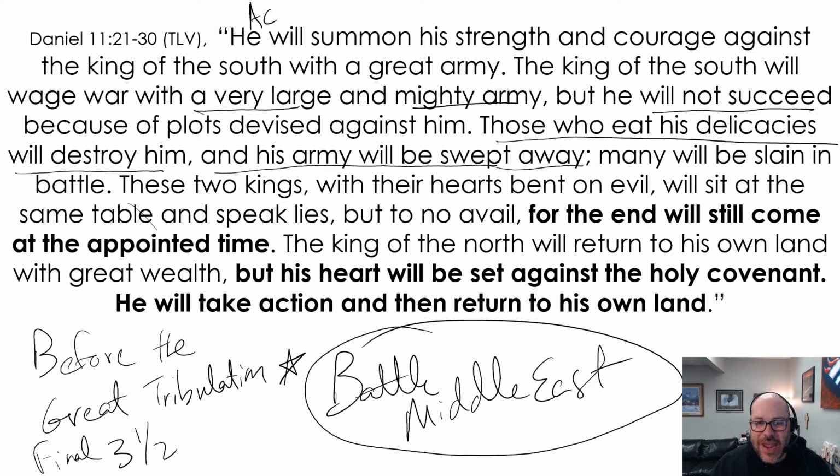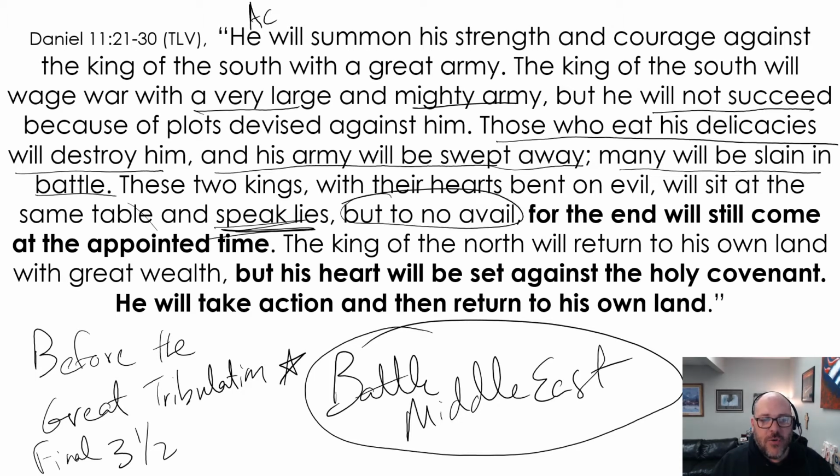Those who are sitting at his table, meaning his commanders, his inside people, his key personnel, they are the ones that are going to rise up and destroy him. So whoever the king of the south is and whatever army they create, there's going to be internal conflict, and it's going to destroy them from within. Now, many will be slain in battle during this battle that will take place between the Antichrist empire and the king of the south. These two kings, with their hearts bent on evil, they're going to sit at the table and they're going to try to negotiate, but what they're doing is they're speaking lies. It's going to be to no avail.